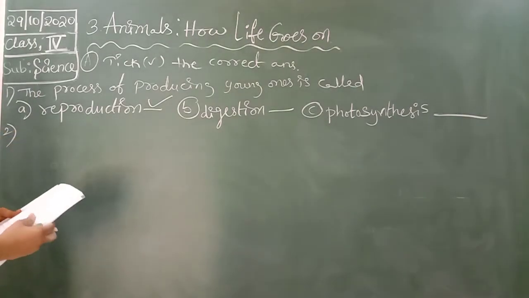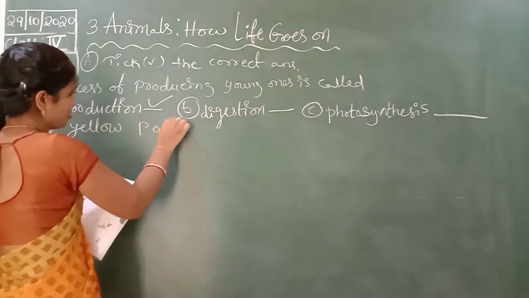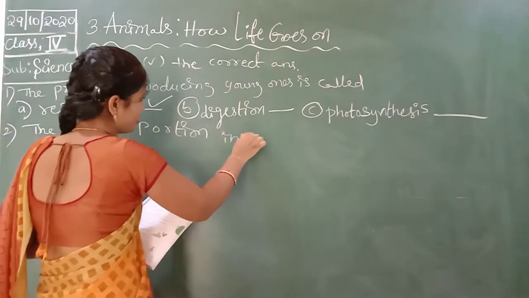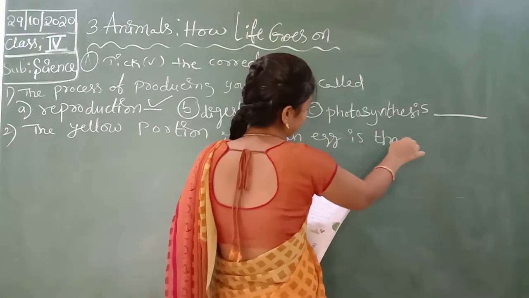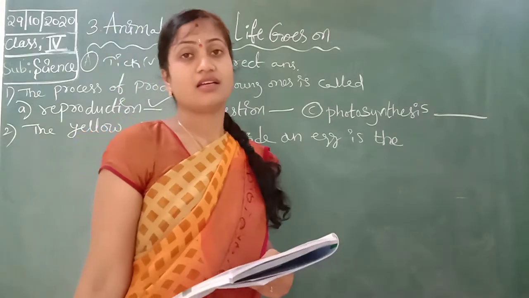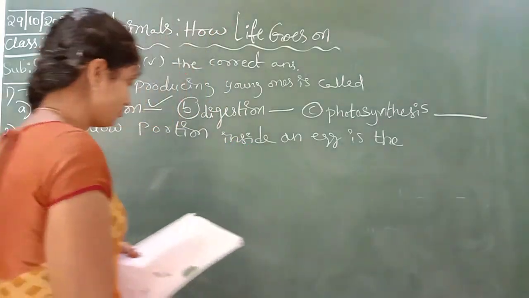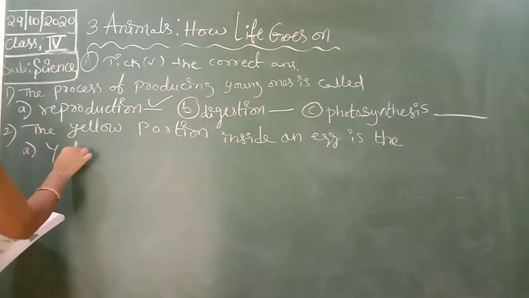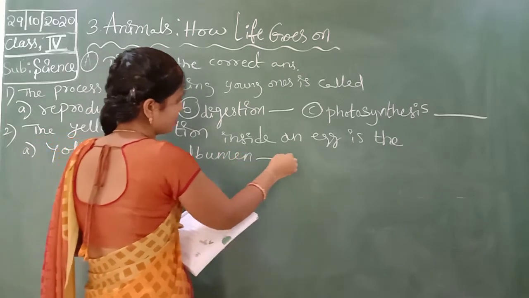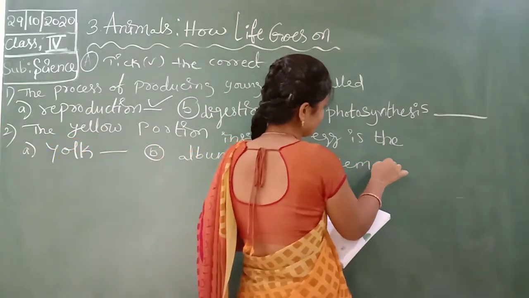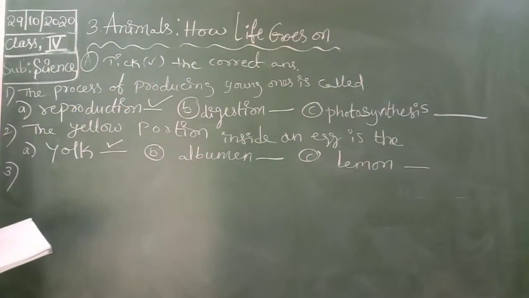The yellow portion inside an egg is the: you are eating egg, yellow portion, white portion. The white portion we call albumen, the yellow portion yolk. A. Yolk. B. Albumen. C. Lemon. Yolk is the correct answer.